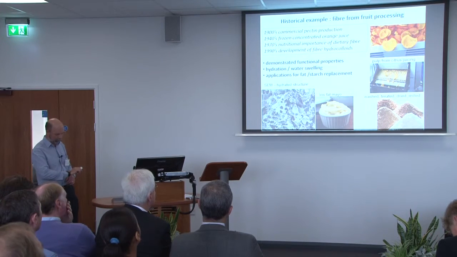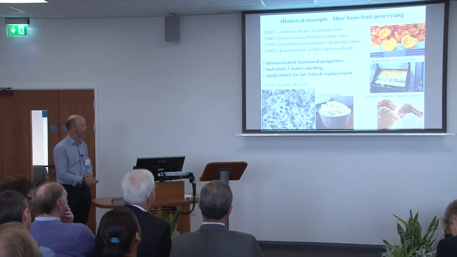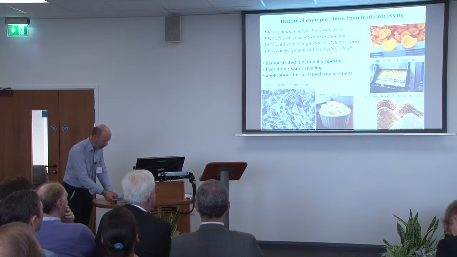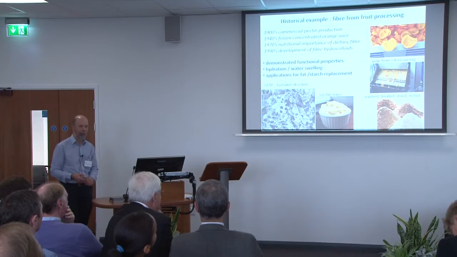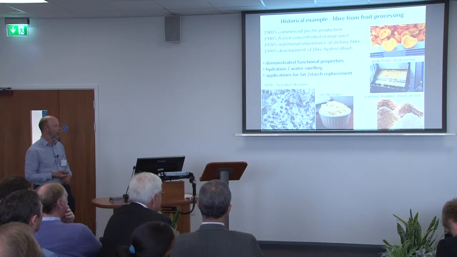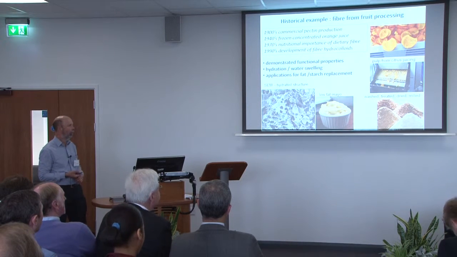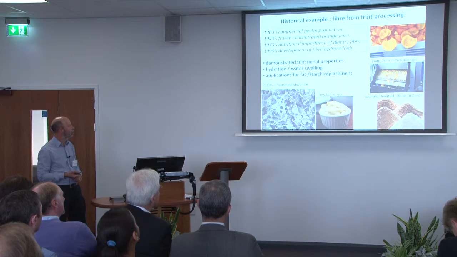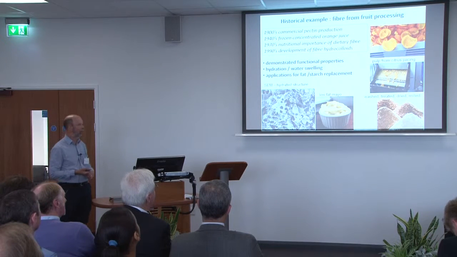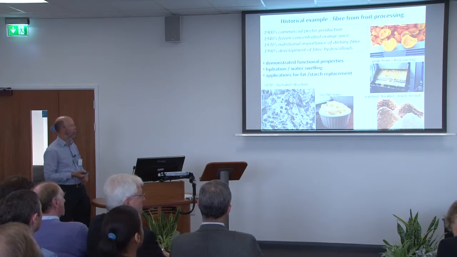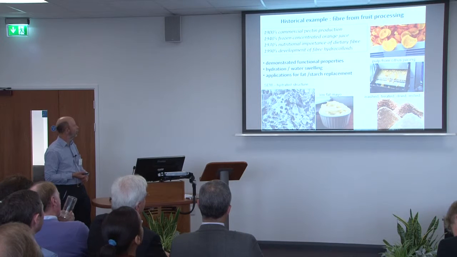Let's just cover a few examples now, and these may be embedded in the food story that people might not really still think of as products originating as waste or side streams. Fruit processing results in a pulp side stream. Industrial fruit processing has been going on for many years.